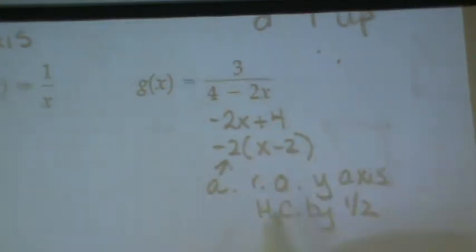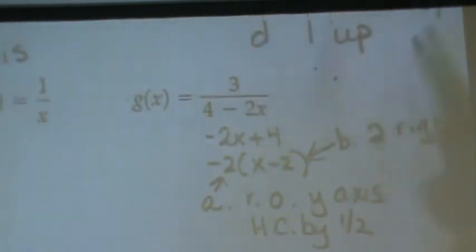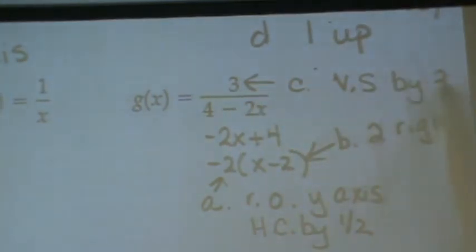Then this is your B value. B value is going to tell you to go 2 units right. And this is your C value. C value tells you it's a vertical stretch by a factor of 3.